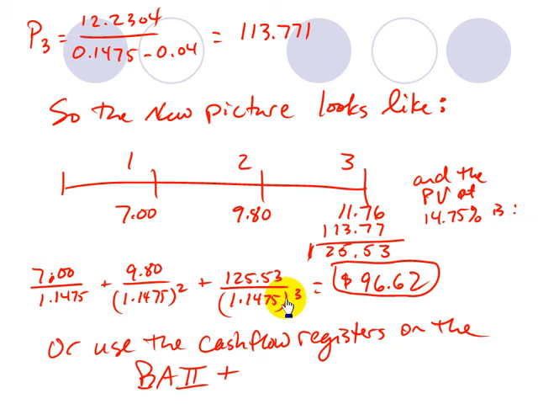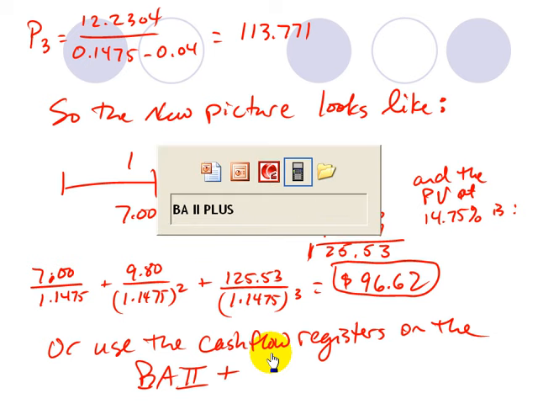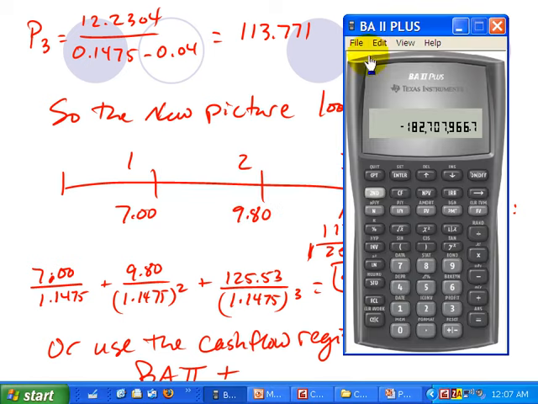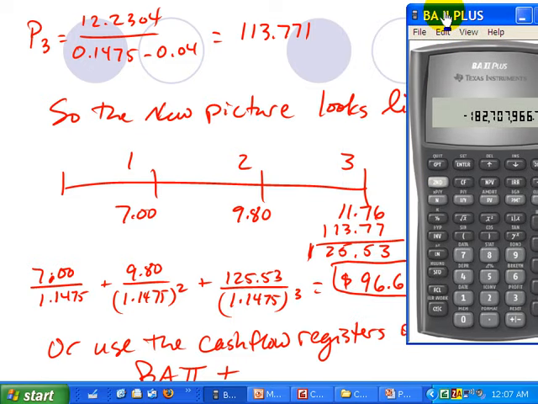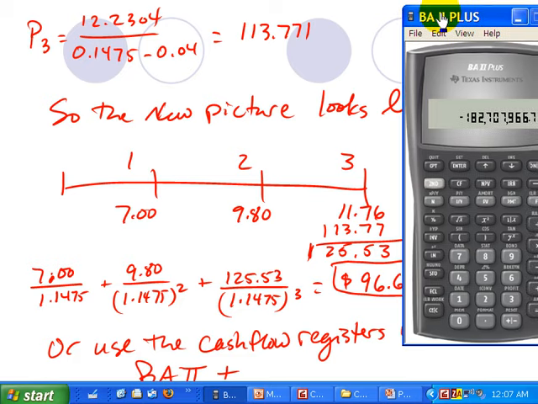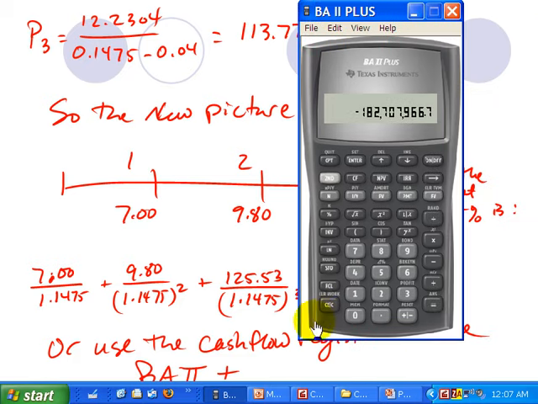We can also do the calculation on the BA2 plus using the cash flow registers. So let's go ahead and use the cash flow registers now for the BA2 plus. And it'd be nice to be able to see all of these cash flows. I'm going to have to move the BA2 plus around, I guess, to be able to see them all at the same time. So let's go ahead and figure out how to use the cash flow registers.